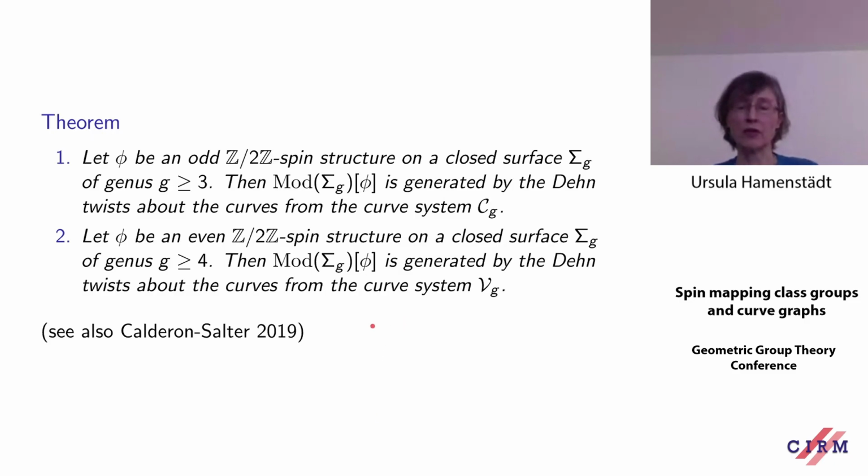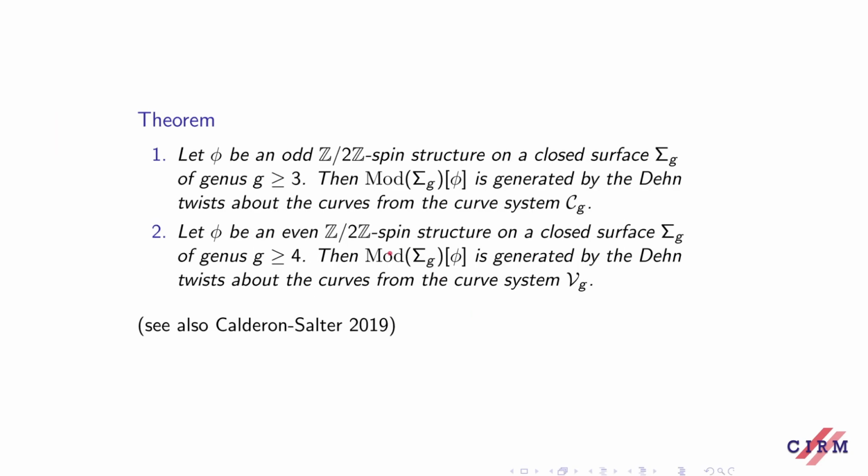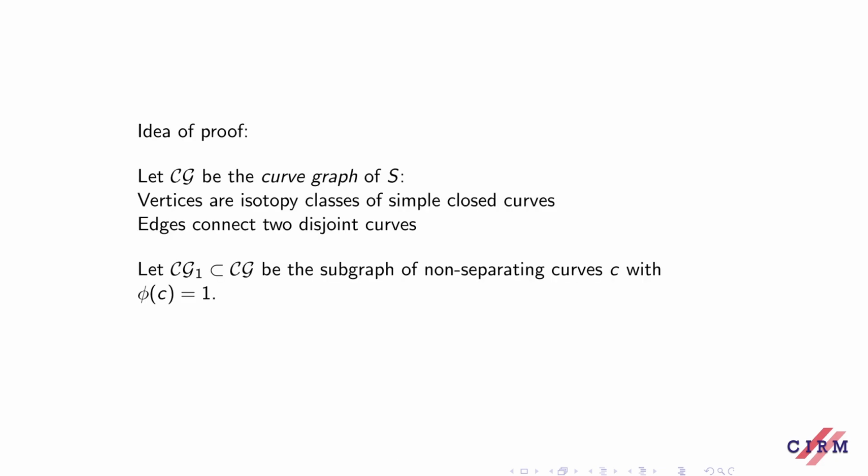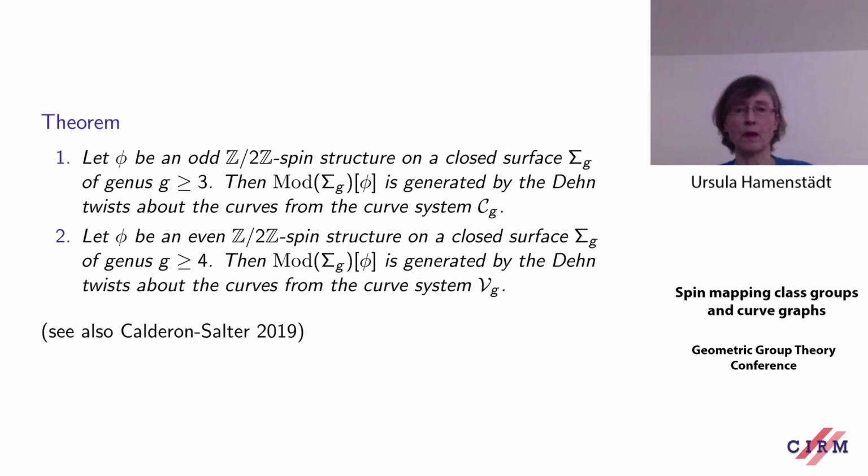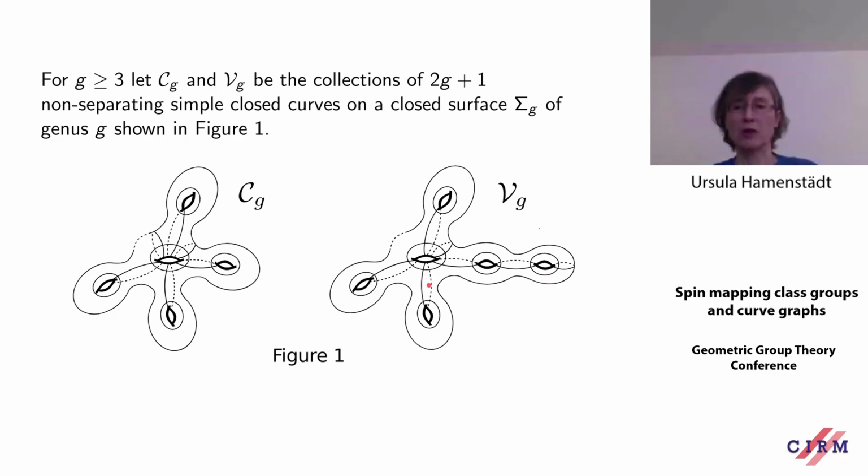If we have an even Z-mod-2Z spin structure on a closed surface Sigma G of genus now bigger or equal than 4, then the spin mapping class group is generated by the Dehn twists about the curves in the curve system VG. So let me go back. You can see here this is only meaningful if the genus is big enough. And so our restriction is really for the right-hand side to be of genus at least 4.